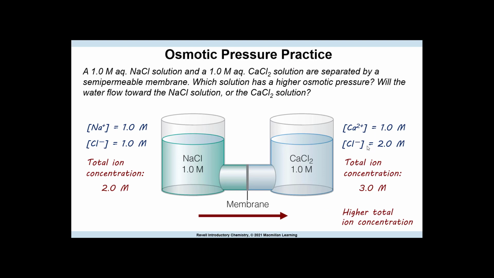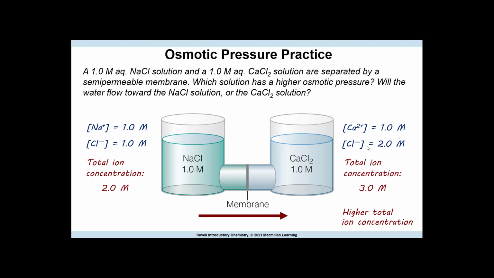So let's do a problem now. A 1 molar aqueous sodium chloride solution and a 1 molar aqueous calcium chloride solution are separated by a semi-permeable membrane. Which solution has a higher osmotic pressure? Will the water flow towards sodium chloride or calcium chloride? So basically, we need to look at our colligative properties. The key to solving this is to identify the total concentration of dissolved ions. The water flows towards the side that has the higher total ion concentration because it's trying to dilute it.